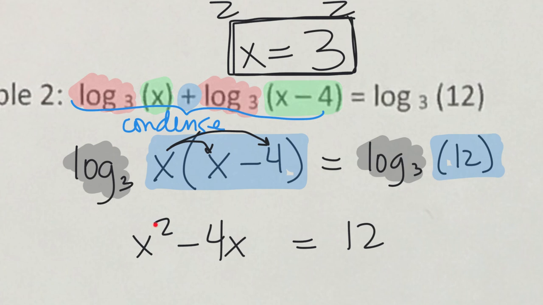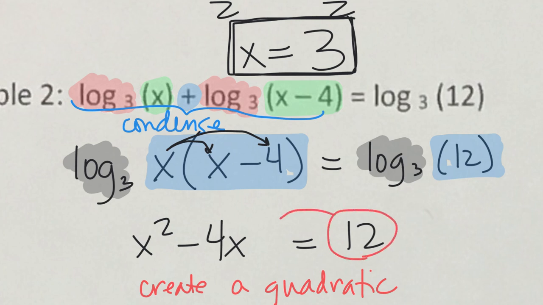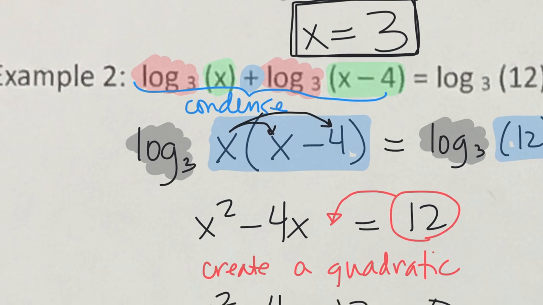Now, if we notice, I have a squared term, a variable term, and a constant term. So this should remind you to create what type of equation? We do that by bringing our 12 onto the same side as all the other terms. So we create the quadratic x squared minus 4x minus 12 equals 0. If you've been paying attention at all this year, you should know that we solve this by factoring.